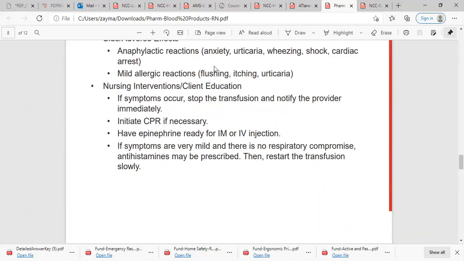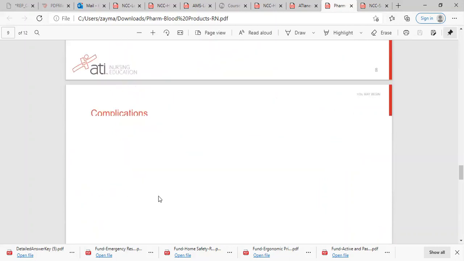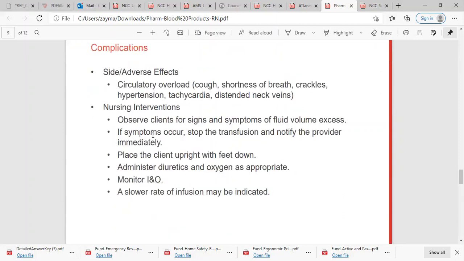So we know the signs and symptoms of anaphylaxis. For your final, you do need to be able to differentiate between the different types of transfusion reaction. Circulatory overload: signs and symptoms are the same as any hypervolemia, crackles in the lungs, shortness of breath, distended neck veins, all that stuff. And then, of course, treatment for that would be diuretics. You can avoid this, especially in elderly patients, by transfusing blood at a slower rate. Monitoring intake and output, same things you'll do for someone with hypervolemia.